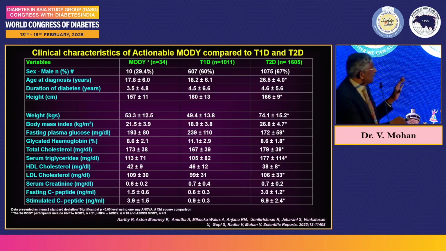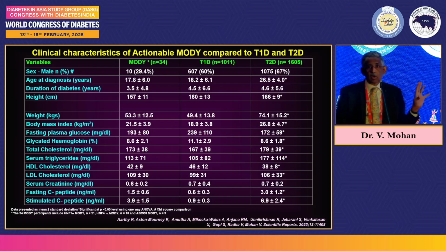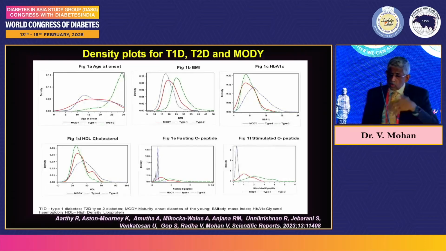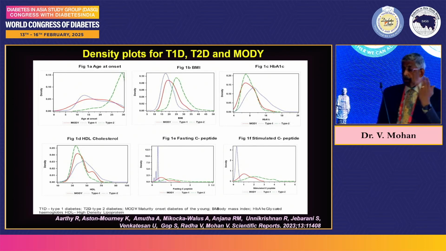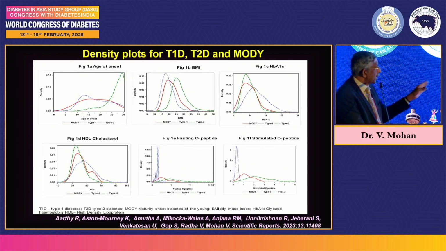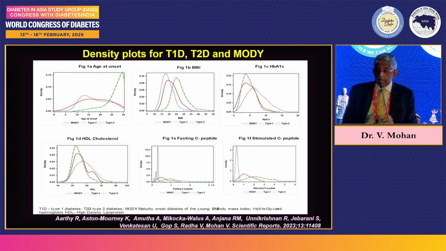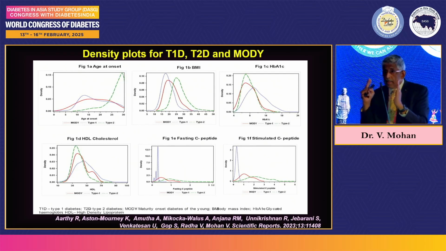So we took up 34 cases, absolutely, Andrew Hattersley, nobody will argue that this is not MODY. Then took a large number of type 2s and type 1s as controls, used various clinical parameters. Can we use age, can we use BMI, HbA1c, HDL cholesterol. Finally, we hit it by doing the fasting C-peptide, shown there, and the stimulated C-peptide shown there. The blue is type 1, the green is type 2, and the red is MODY. So they kind of come in between.